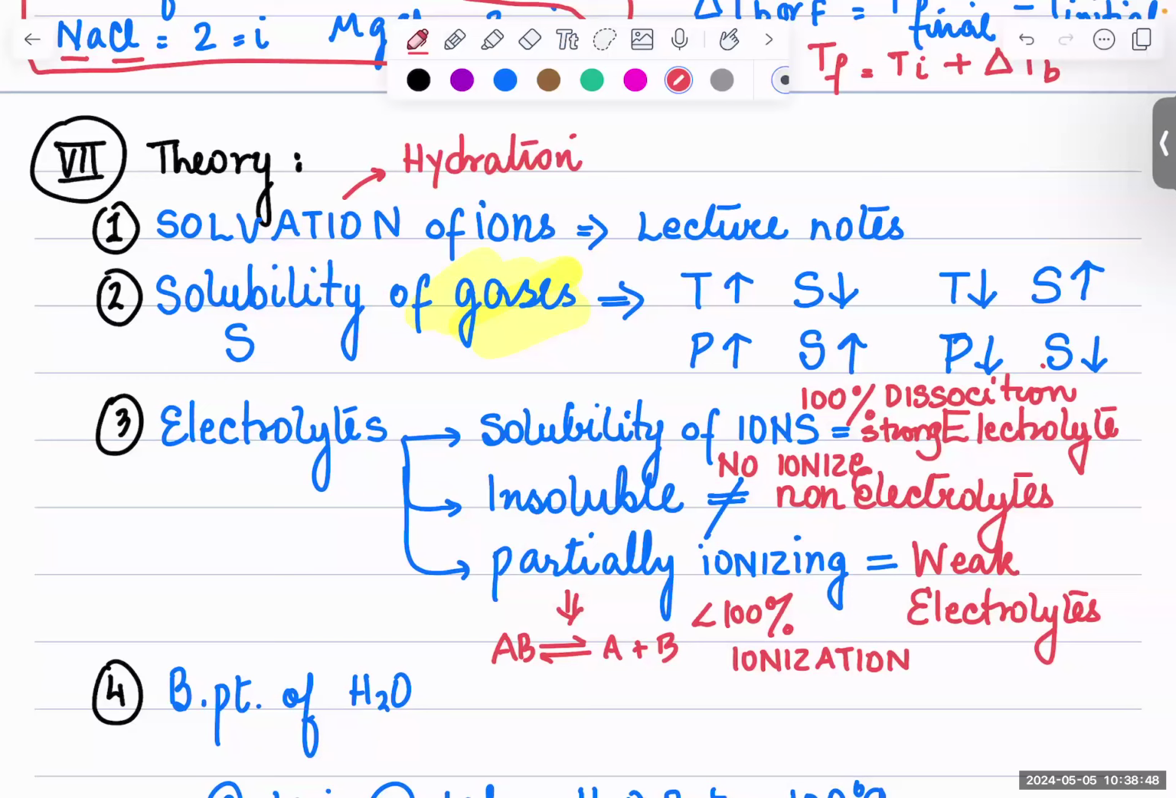Next is the solubility of gases, whether the gases are soluble in water or not. Remember that for gases, as the temperature increases, the solubility goes down. As the temperature goes down, the solubility of gases increases. It is very important you know this difference. For solids it's opposite: temperature increases, solubility increases. Same story with pressure. As the pressure increases, the solubility increases. As the pressure goes down, solubility goes down.